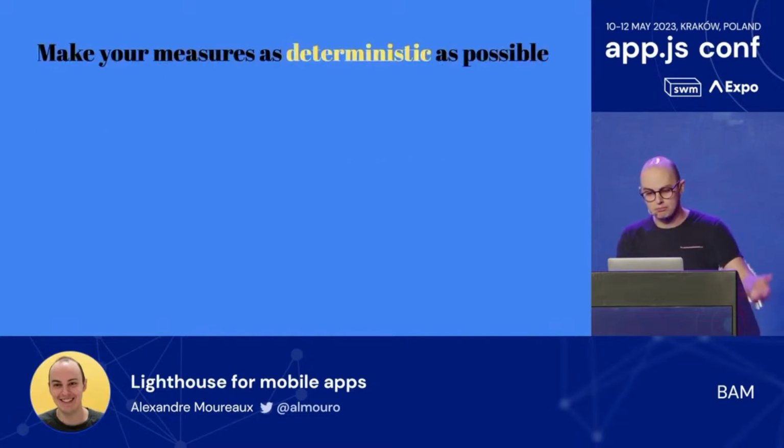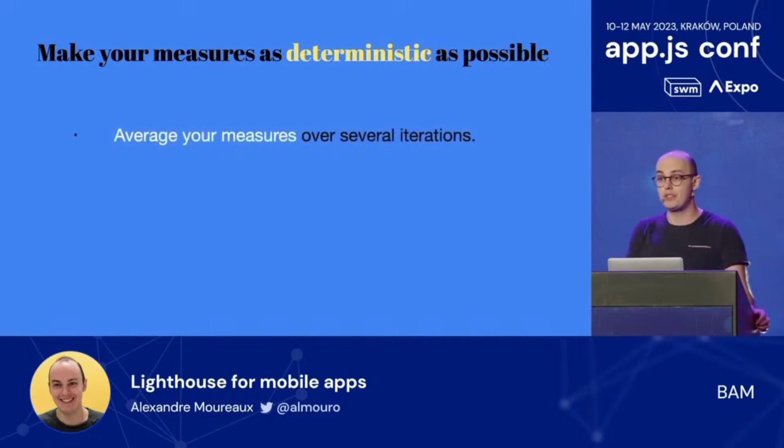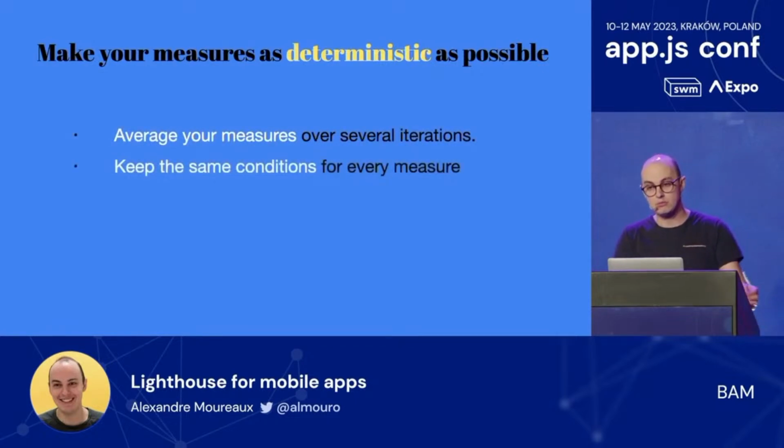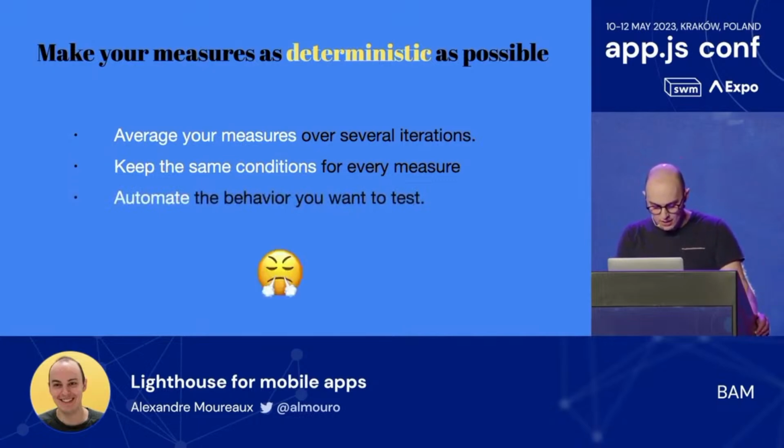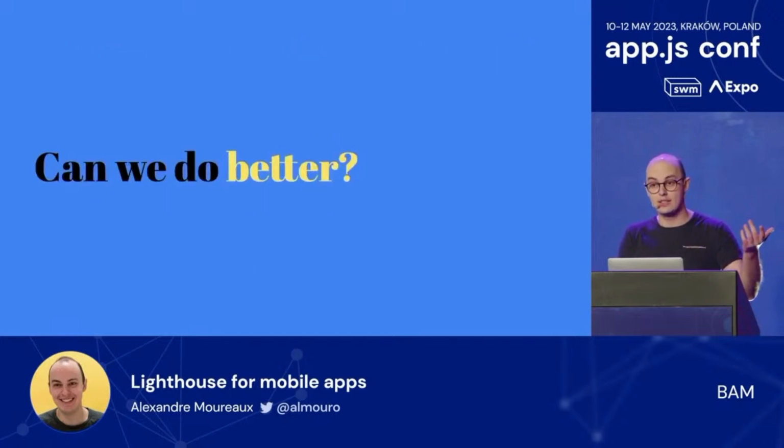So last year I said, to make your measures as deterministic as possible, there's a few things we can do. Average your measures over several iterations. As much as possible, keep the same conditions, network, etc., for every measure, and automate the behavior you want to test. But dang it, isn't that just annoying and time-consuming, right?